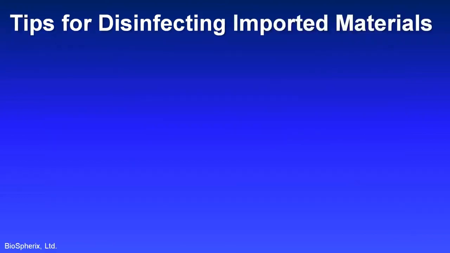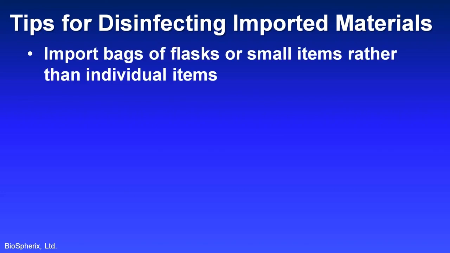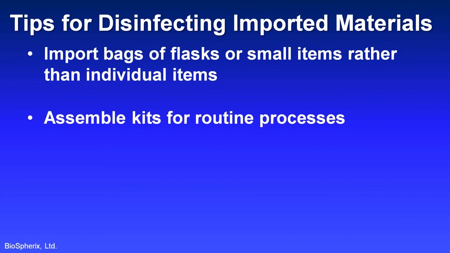Cleaning every single imported item is tedious and error-prone if many small items need to be disinfected every time you do a routine process. There are some tips that can make this step more efficient. Import bags or flasks or other small items rather than individual flasks and store them in the Xvivo system. Then use surface disinfectant on bags rather than each item. Or assemble kits for routine processes like cell pathogen and get them gamma irradiated for sterility. Then you only have to surface disinfect the whole kit to import it.